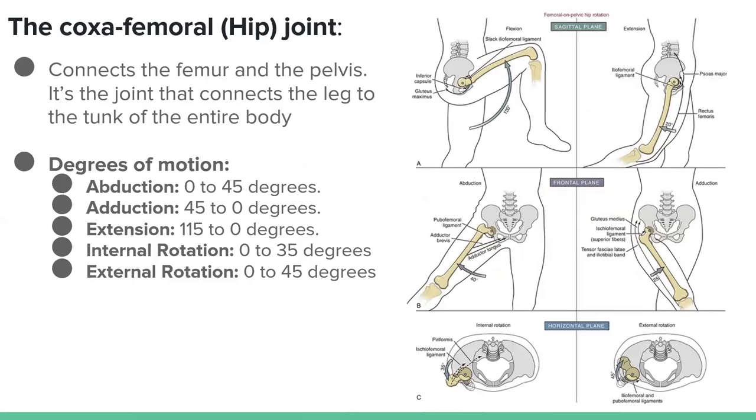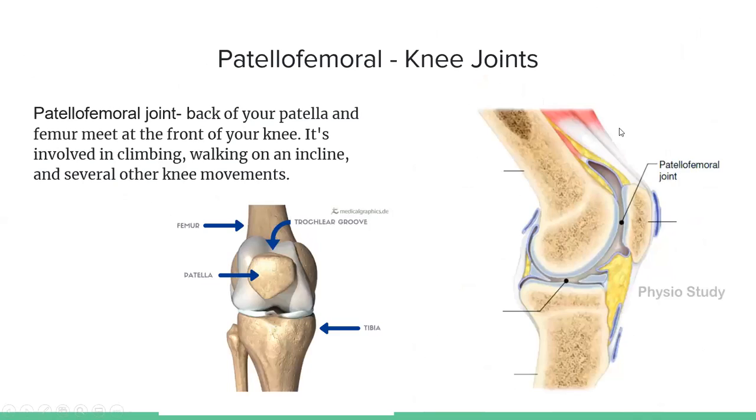Then, of course, we do have the degrees of motion. In terms of abduction, away from the body, would be 0 to 45 degrees. Adduction, towards the center, 45 to 0 degrees. Extension, 115 to 0. Internal rotation, 0 to 35, so rotating inward, and then externally, outward, would be 0 to 45 degrees. And then, of course, we do have some visual images so you can see exactly what direction it is.